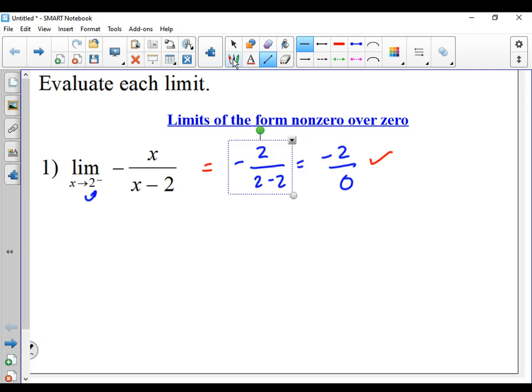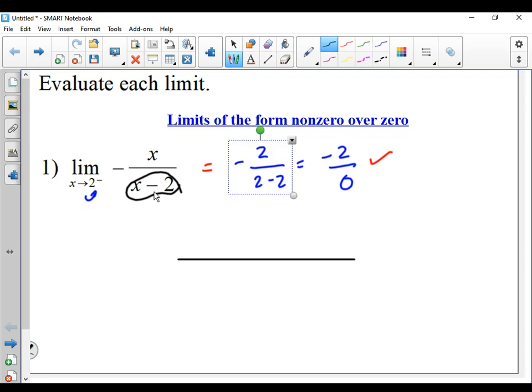So first thing, when you have a non-zero over 0, see if you can factor the denominator. Can we factor x minus 2? No, we cannot factor it. So we're going to do a number line like this. Since x minus 2 is prime, we found x minus 2 to be 0 when x equals 2. So we plug the 2 here, investigating the limit as x is approaching 2.